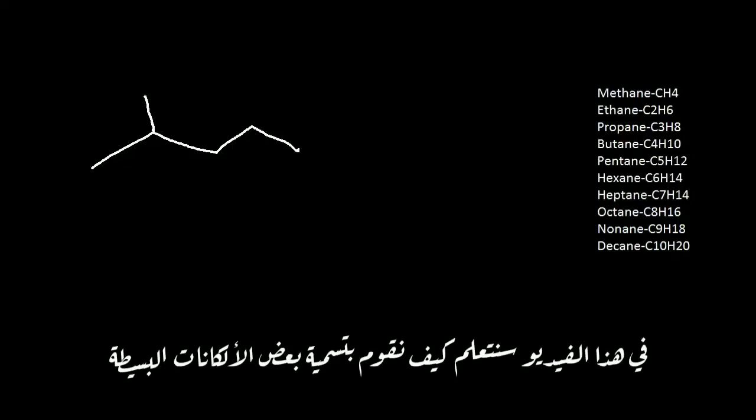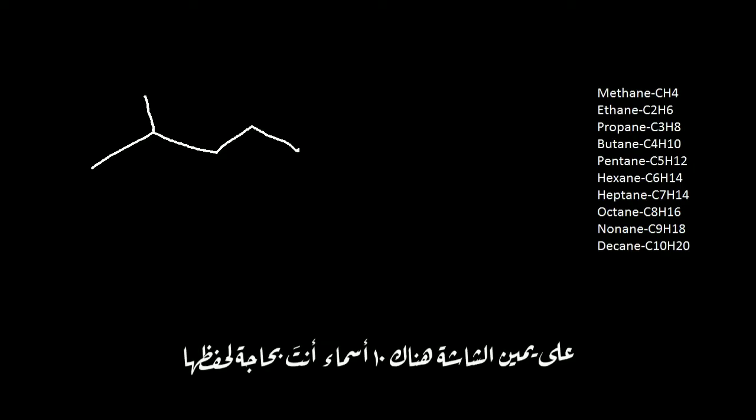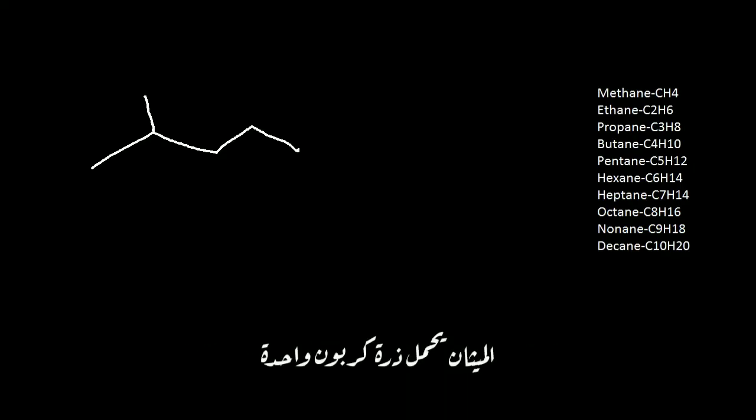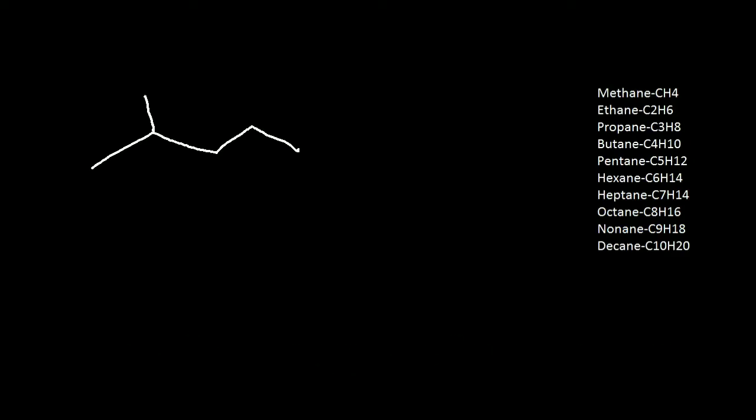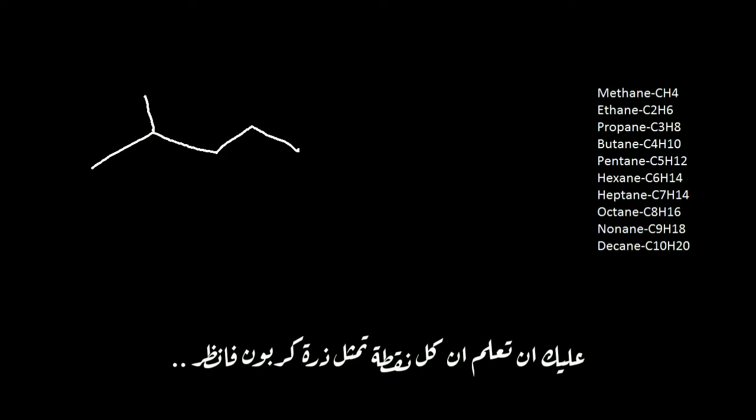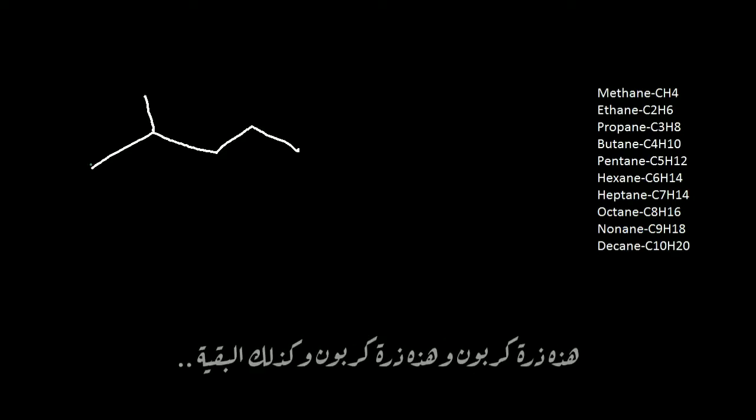In this video, we are going to go over how to name simple alkanes. So on the right, those are the 10 names you need to know. Methane has 1 carbon, ethane is 2, propane is 3, butane has 4 carbons, pentane has 5, and so forth. When you're naming organic molecules like this, you need to know that every endpoint represents a carbon. So this is a carbon here, that's a carbon, that's a carbon, and so forth.